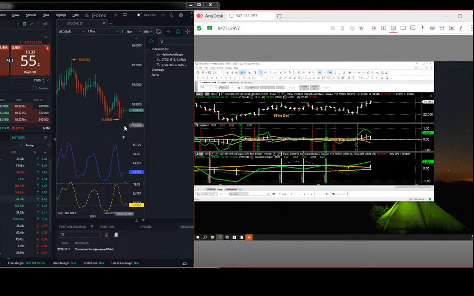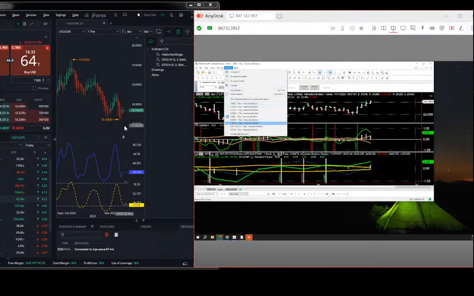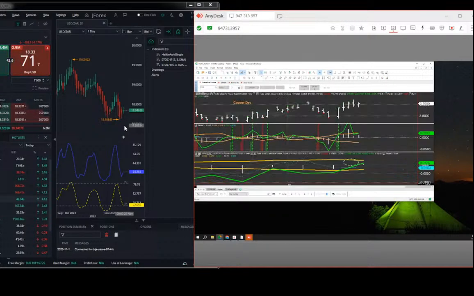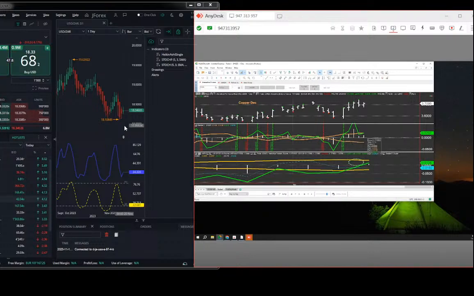Okie dokies. Now from there we go over to copper, and there's copper, and that's 5 days in a buy and playing with that weekly buy. It looks like it'll be no problem. It'll get into it. That's what it's trying to do, is get into that weekly buy.